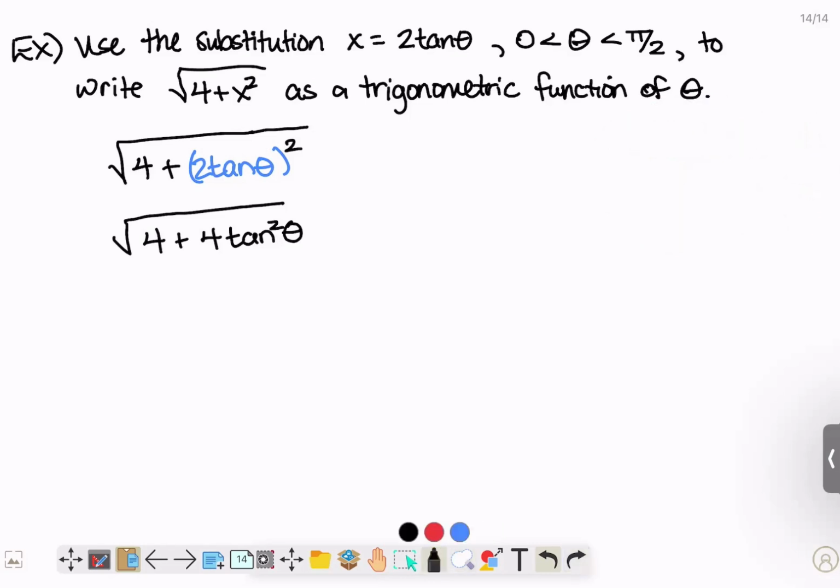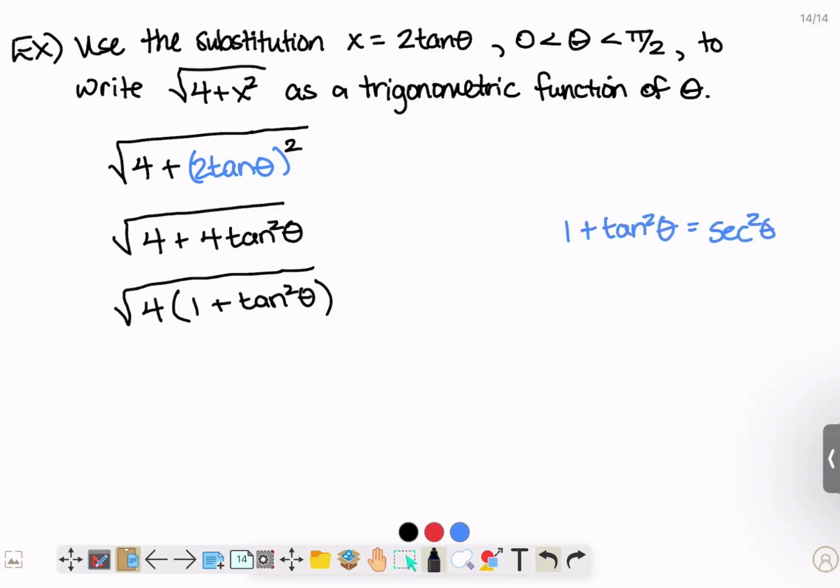So instead, we'll try to use an identity to see if we can simplify it at all. I see 2 terms here, and they both have 4s, so let's try to factor out the 4. Dividing 4 from each term: if I divide the 4 from the 4, I just get 1. Dividing it from the 4 tangent squared, all that would be left is tangent squared. Now, 1 plus tangent squared, there's an identity in there. This is the Pythagorean identity. So I'm going to replace the 1 plus tangent squared with secant squared.